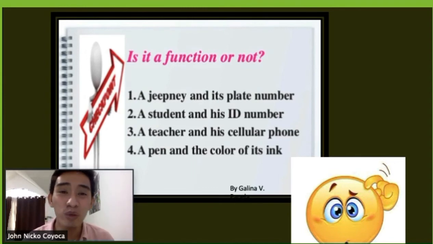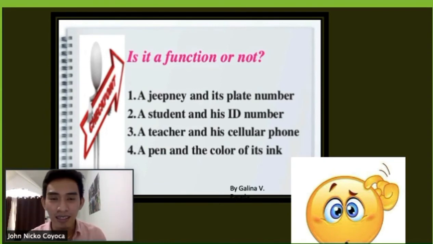Second, a student and his ID number. Every student has their own ID number. So whatever input, there's exactly one output. So a student has their own unique ID number. There is no student having two ID numbers in a school, correct? So therefore, number 2 can be considered as a function, correct?